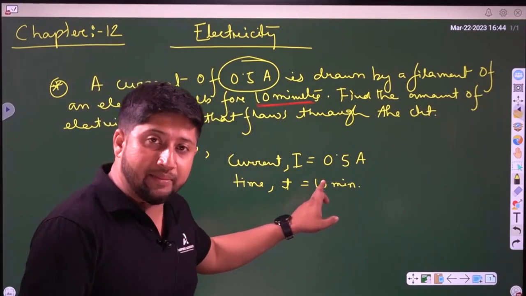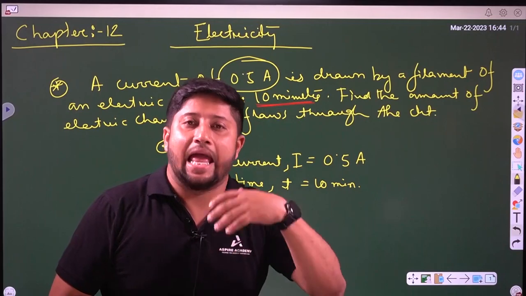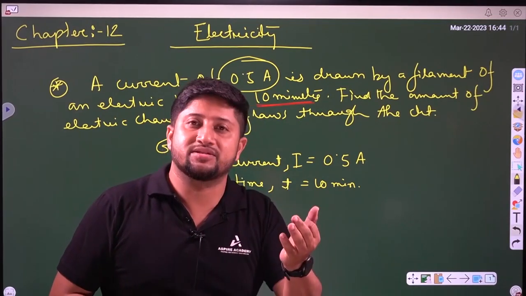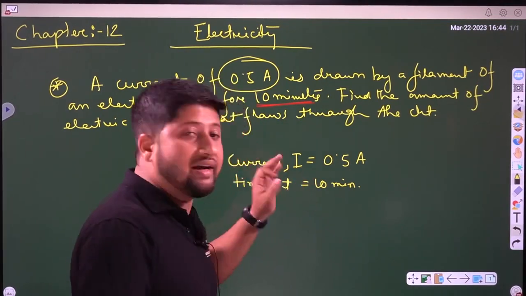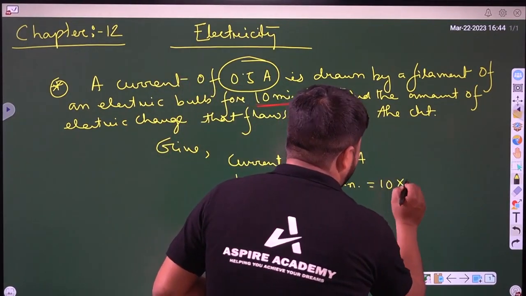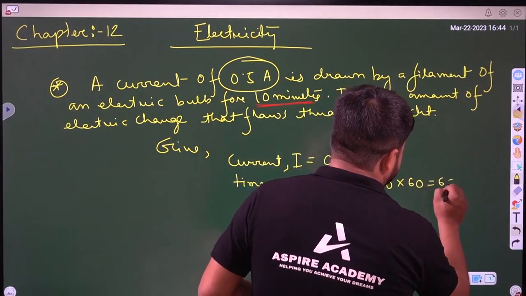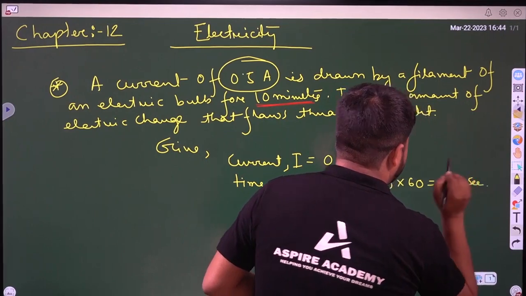Here the time is 10 minutes, but we have to represent time in the standard unit, which is the second. So we convert 10 minutes into seconds. 10 into 1 minute, how many seconds? 60 seconds. 10 into 60 is equal to 600 seconds is the time.